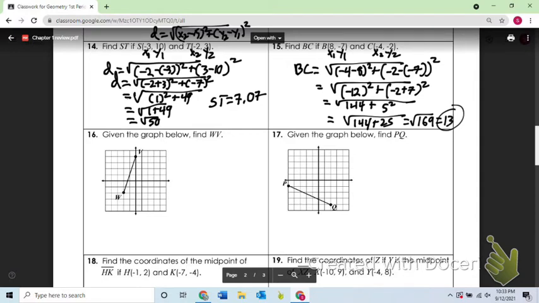So on 16 and 17, what we're going to do is the exact same thing as on 14 and 15, except we need to identify the points first. So for W, it's negative 2, negative 2. And for V, there's no movement on the x-axis, so we just put it at 0 and 4.